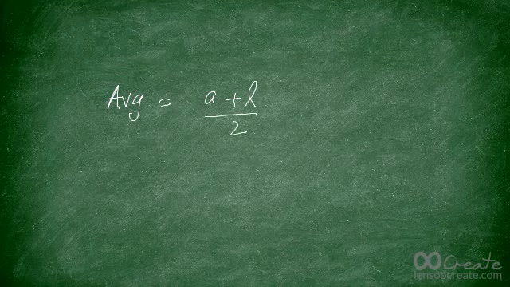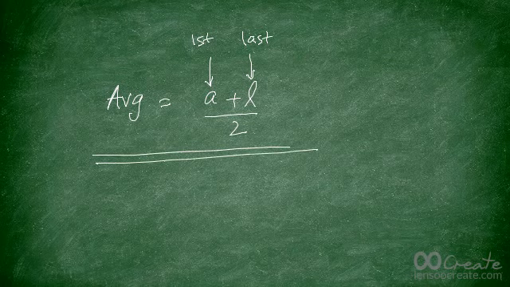So now remember that one of the most important formulas in the arithmetic series is to find the average, which is equal to a plus L divided by 2, where a is the first term and L is the last term. This is very important. You all need to remember this.